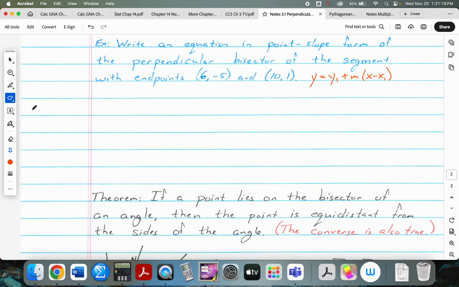Some people write it y minus y1 is equal to m times (x minus x1). That's another one that you'll see. That's also point-slope. The nice thing about this is that it makes it easier if you're going from the equation to the points to just look at it and know what those are. Here you have to think a little bit more.